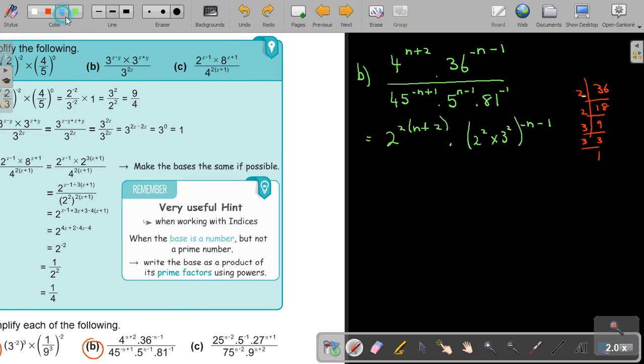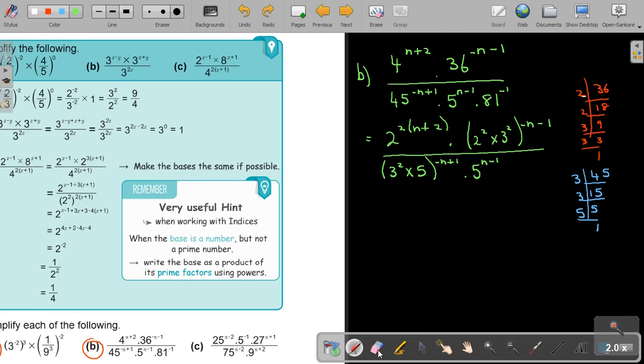Okay, do the same with 45. This is 3, so this is going to be 15. This is 3, it's 5, 5 and 1. So this is going to be 3 to the power of 2 times 5, to the power of negative n plus 1. That's going to be 5 to the power of n minus 1.